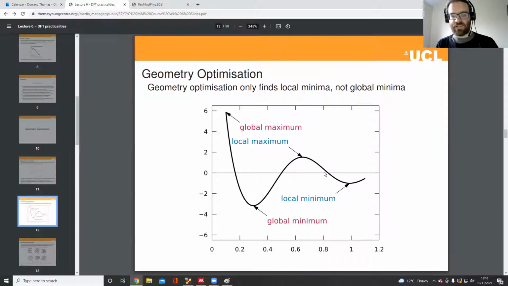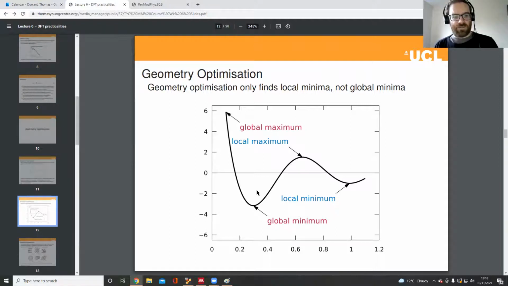So if we started off a calculation here, say, it would find its way to this local minimum, and then the forces will be 0 and the geometry optimization will stop. We can't normally expect that the geometry optimizer will climb over this barrier and find this actual lower energy configuration for us.